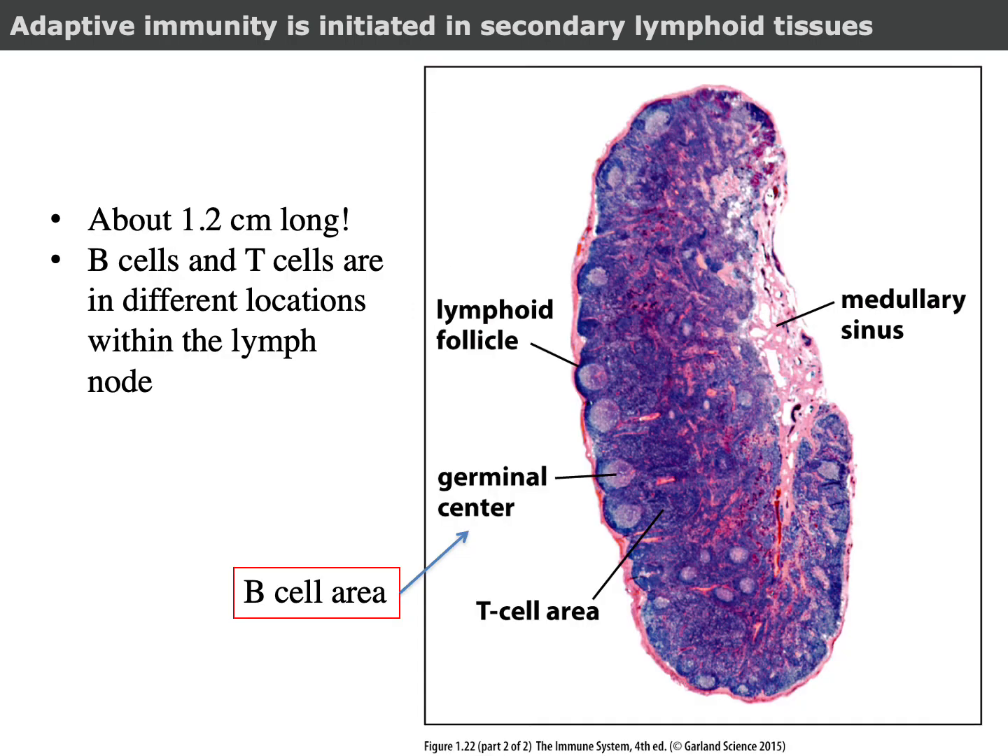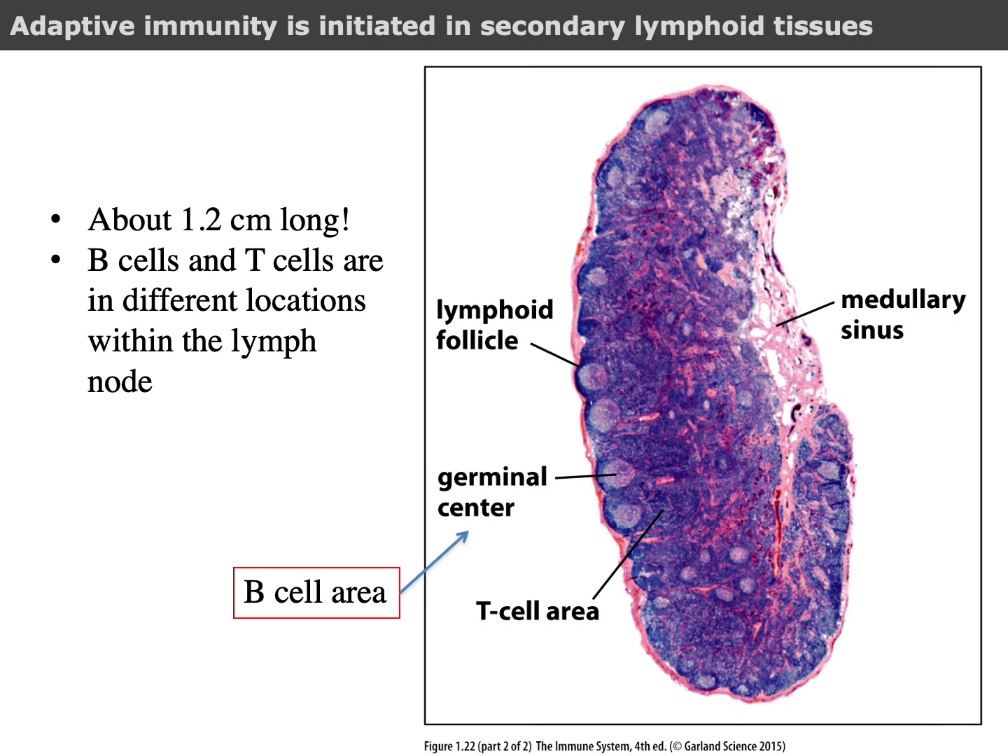So we mentioned what a lymph node is, what it looks like. They're very tiny, okay? This is an image. It is about 1.2 centimeters long. There are B cells and T cells that are in different areas here. I've kind of highlighted this. We call it the germinal center. That's kind of where the B cells live. You can see this nice round area. Surrounding that is the T cell area, and we call these parts lymphoid follicles. And of course, you have this medullary sinus.